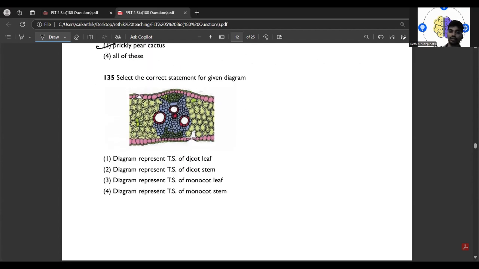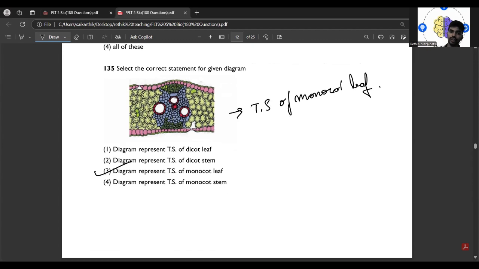Next, the last question in botany, that is 135. You need to select the correct statement for the given diagram. The diagram represents a transverse section of what? Yes, a monocot leaf, right? This is also there in practicals. So this is all about the botany section.